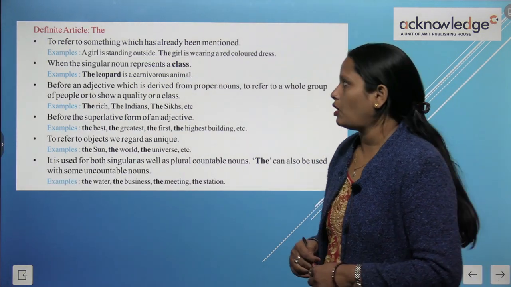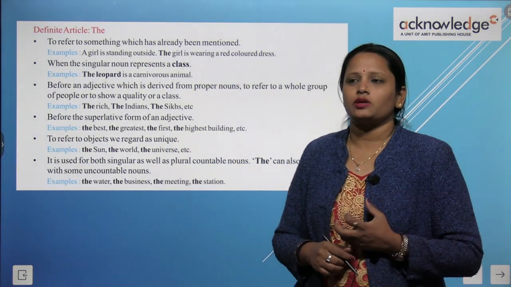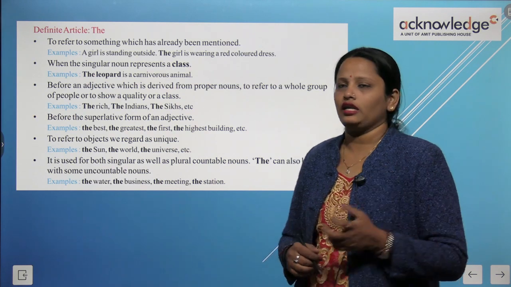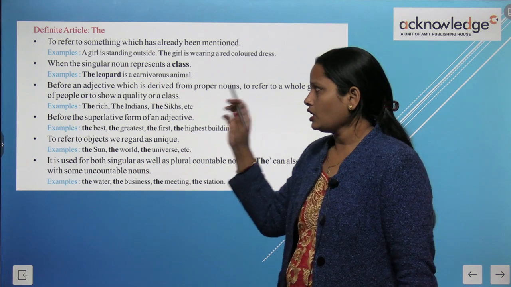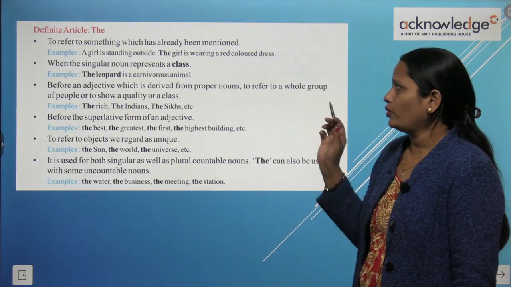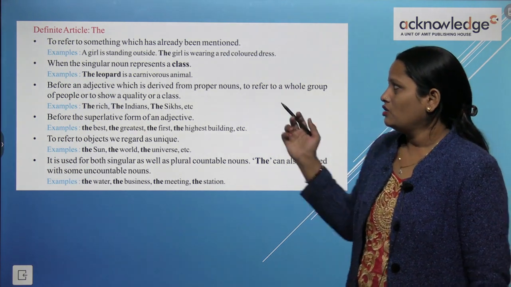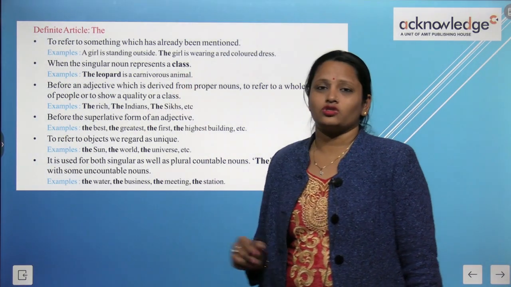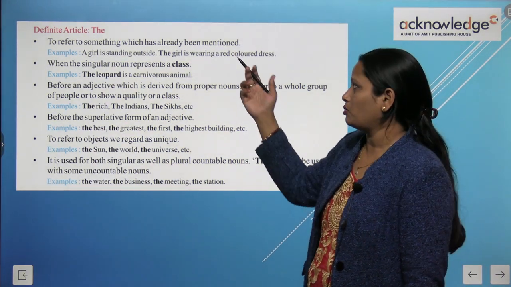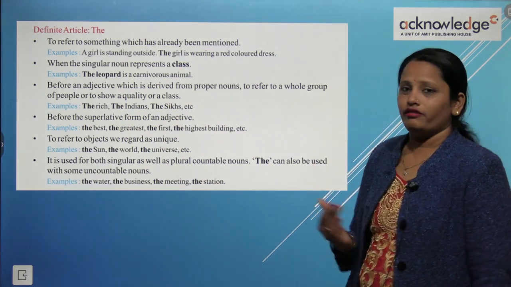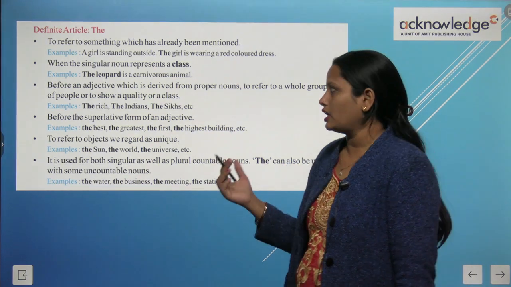Now let's learn about definite article the. तो अभी हमने पढ़ा कि क्या क्या रूल्स हमें फॉलो करने हैं with a and an. Now let's learn about the definite article the. To refer to something which has already been mentioned. So कोई ऐसी चीज जो पहले से mention हो चुकी है. For example, a girl is standing outside. एक लड़की बाहर खड़ी है. अब we are talking about the same girl. उसी गर्ल की बात हो रही है तो हमने कहा the girl is wearing a red colored dress. So इसीलिए हमने जो second sentence उसमें हमने the लगाया.